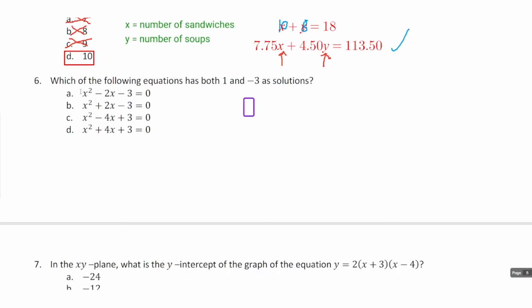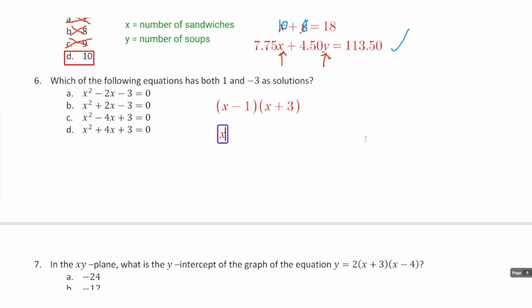So you just plug in 1 into x, make sure that one works, but you also have to check -3. But this one is not so hard to solve, so I'm going to just solve it directly here. If 1 is a solution, then that means x minus 1 must be one of the factors. And if x equals -3 is a solution, then that means x plus 3 must be a factor as well. And so if I multiply these two factors together, I should get my answer.